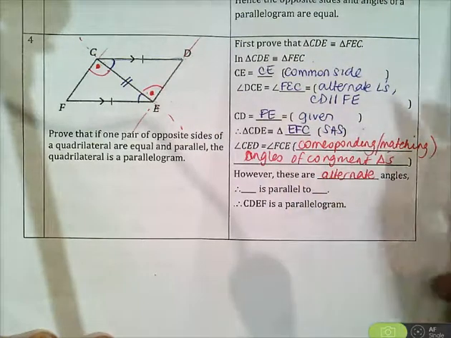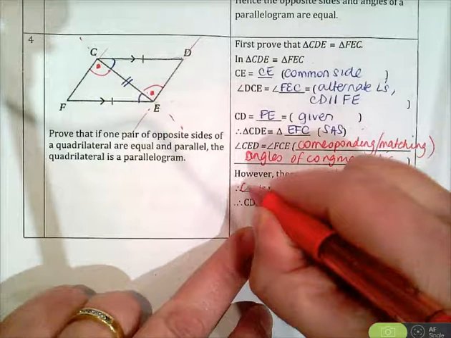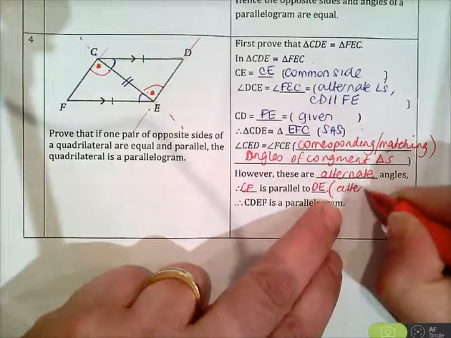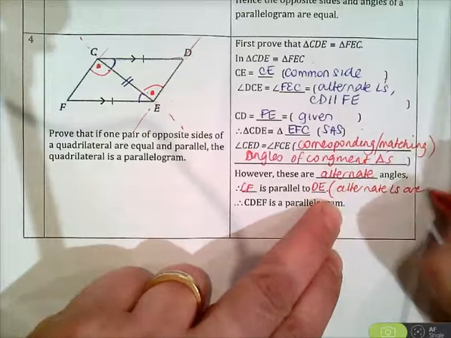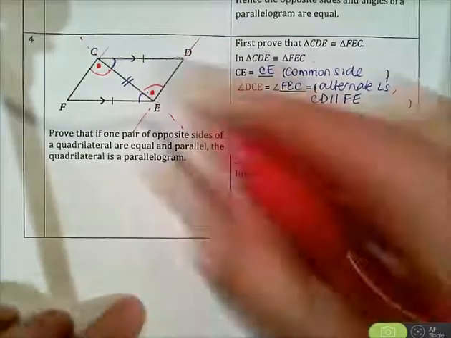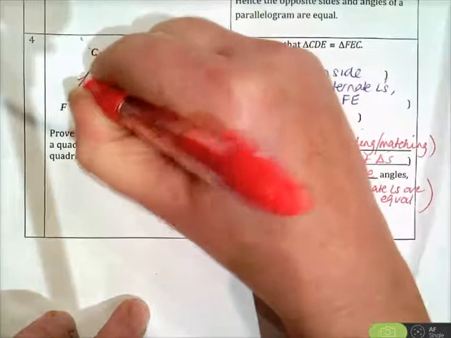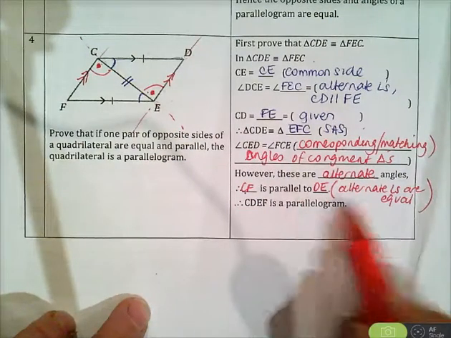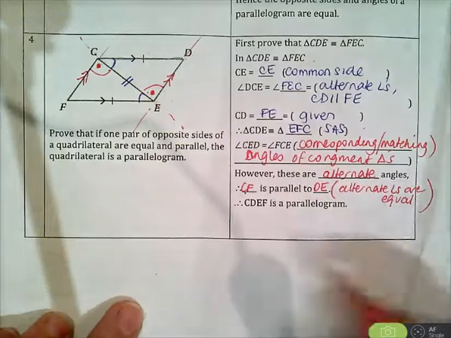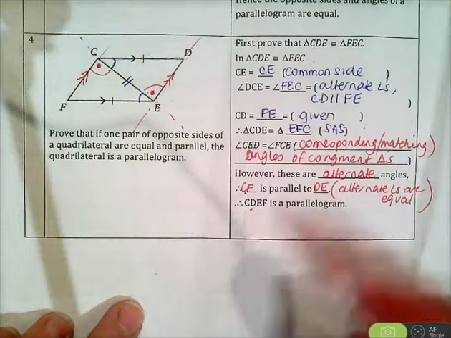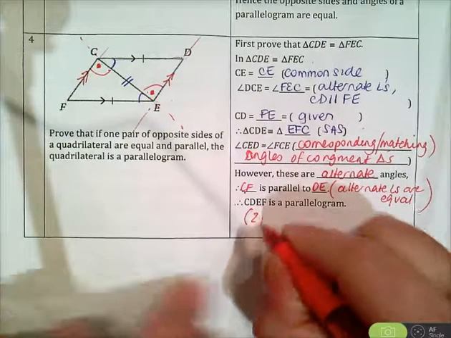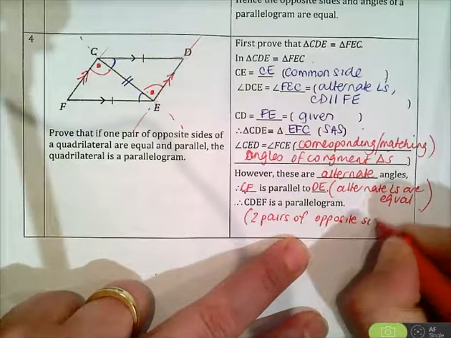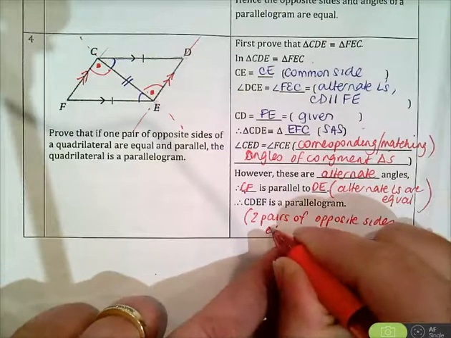So I can therefore say, well, I know now that CF is parallel to DE, in brackets, alternate angles are equal. So I've put them in now. So therefore, I've got that's right. CF is parallel to DE, reason alternate angles are equal. Well, now I can say, well, therefore CDEF is a parallelogram because I've got two pairs of opposite sides are parallel.